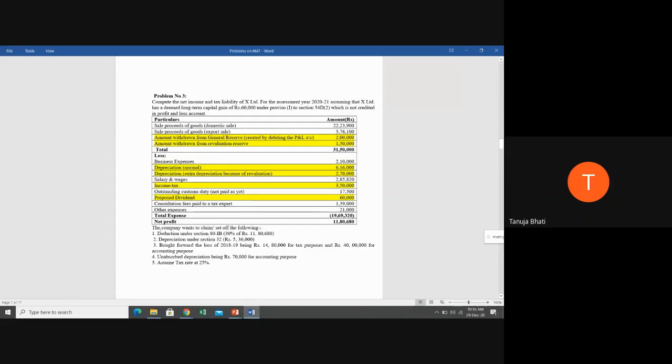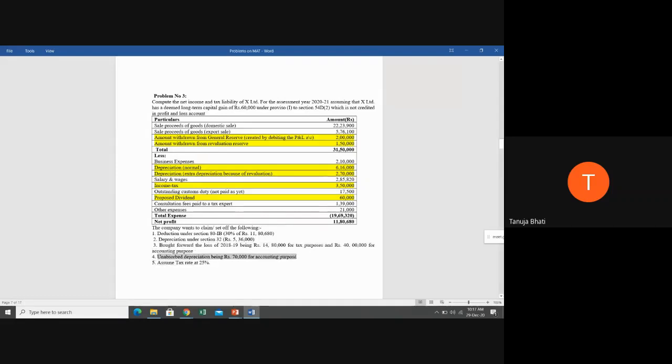Next, we'll just read the adjustments. Deduction, this is not relating to the provisions as per MAT. Depreciation under section 32, this is also not relating to the provisions as per MAT. These two pieces of information are relating to the normal provisions of income tax. Next, brought forward loss is 14 lakhs 80,000 for tax purpose and 40 lakhs for accounting purpose. So this is again for calculating the tax liability as per the normal provisions of income tax.